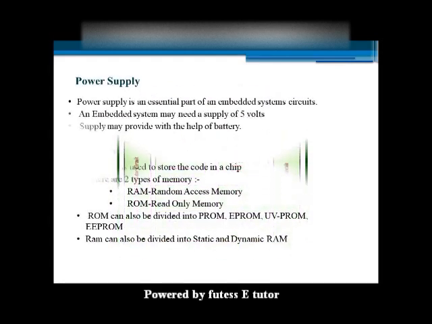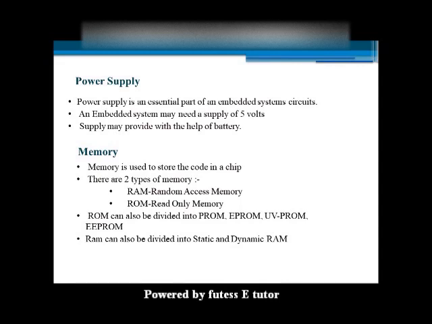We know embedded systems are the combination of hardware and software. There are different hardware components like power supply, processor, memory, timers and counters that make the embedded hardware. First one is power supply. Power supply is an essential part of an embedded system circuit. An embedded system may need a supply of 5 volts, or if it is low power then maybe 3.3 or 1.8 volts. The supply may be provided with the help of battery.